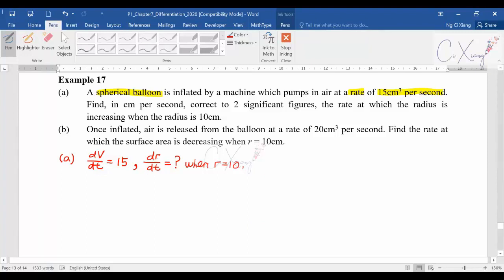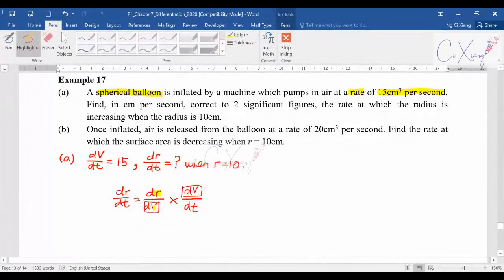Okay, so now when you want to find dr over dt, it will be dr over something multiplied with something over dt. So what is the something that you should use here? You should use dV over dt, right? So let me say it's dr over dV. Now I don't have dr over dV in this question, so I need to find out on my own.